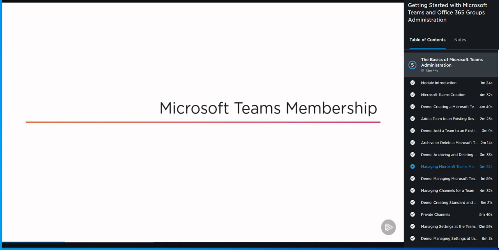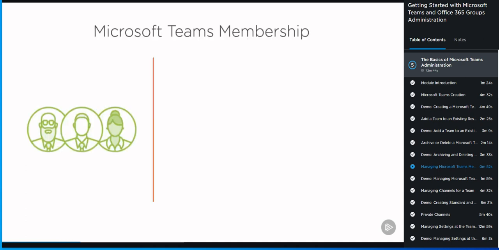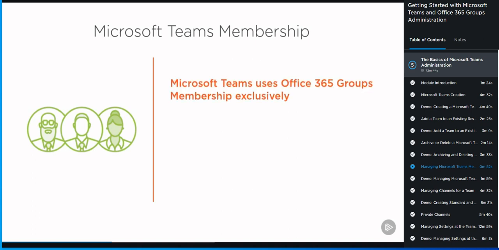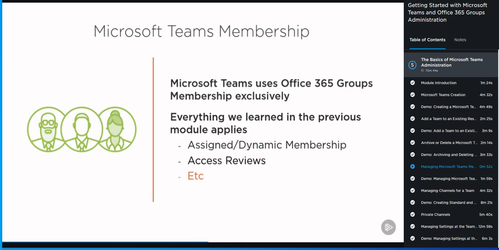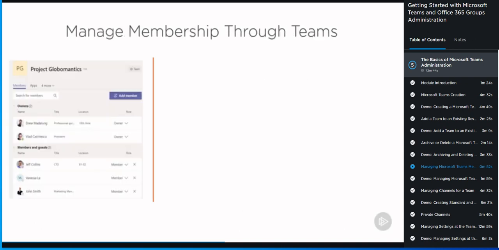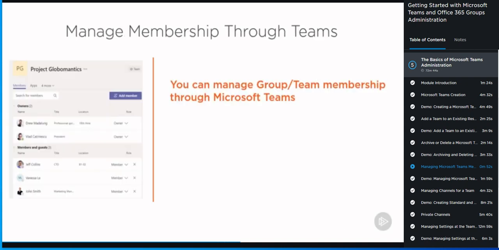Now that we have seen the theory, let's go to the lab and manage Team and Office 365 group membership through Microsoft Teams. We are now in the lab environment, so let me open up Microsoft Teams over here, and I have restored the Global Mantics A System Refresh team. And in order to manage memberships, we can either add a member directly from here, or go into Manage Team and then the Members tab.